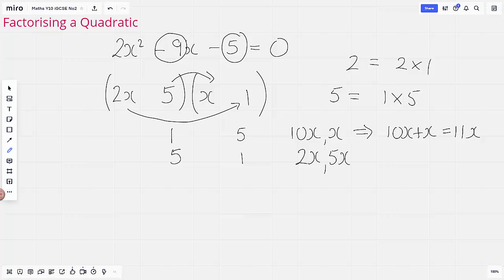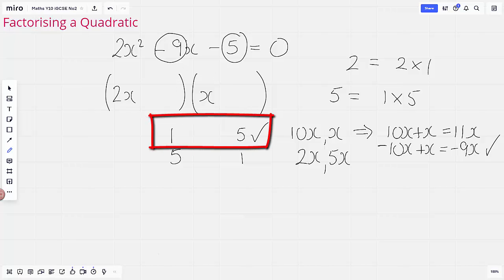But I could have a minus 10x plus an x to give me minus 9x, and that would seem to fit the bill. The 2 and the 5 in combination can never generate for me a 9. So my solution looks like not the 5 and the 1, but the 1 and the 5, this one here. So let's write those back in then, the 1 and the 5.